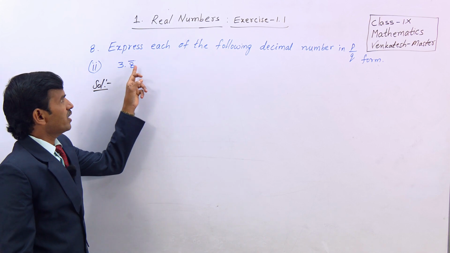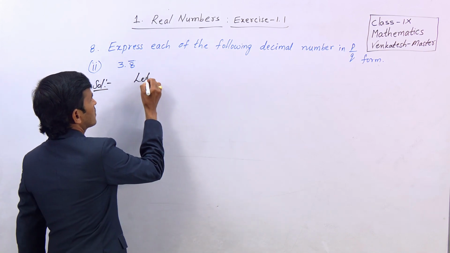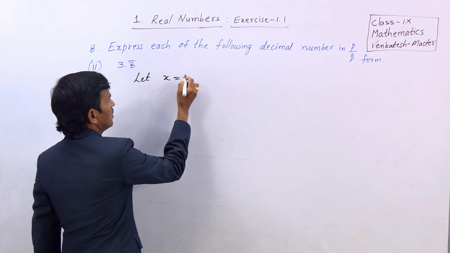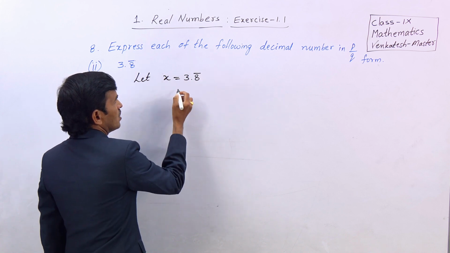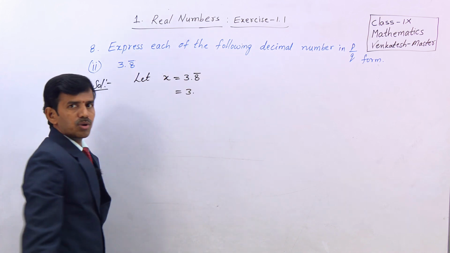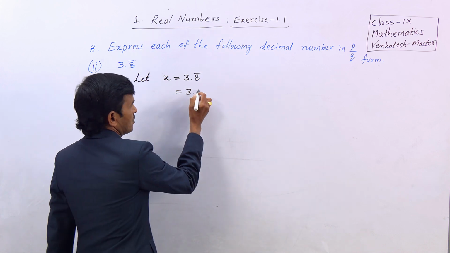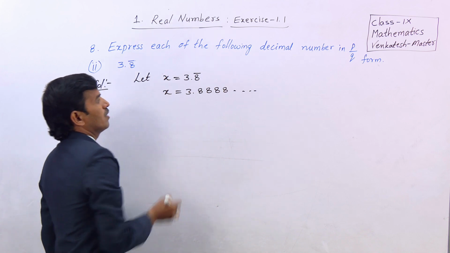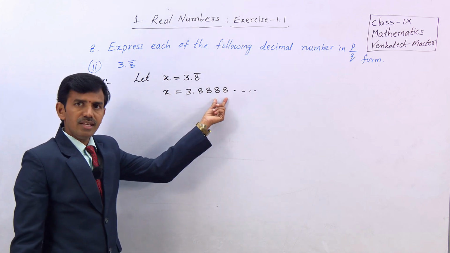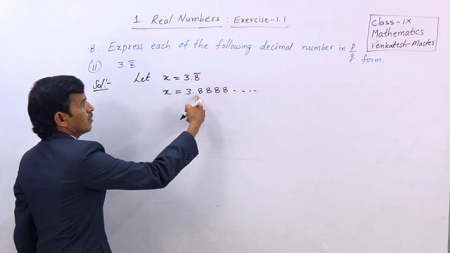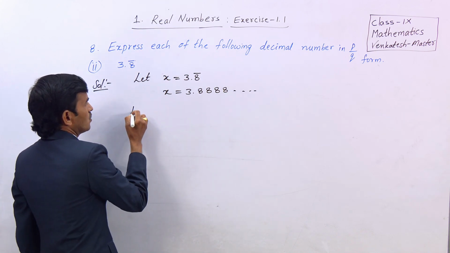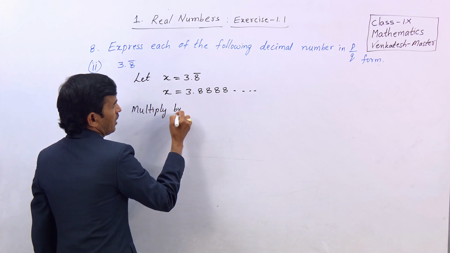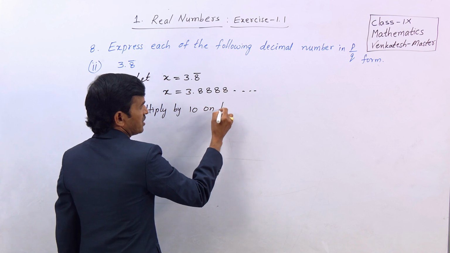That is 3.8 bar. Let this value be x, or x is equal to what can we write here? 3.8 bar, which is equal to 3.888 and so on. What is the recurring decimal here? 8. So it can be written as 8, 8, 8 and so on. So here how many digits are repeating in this? Only one digit. As the number of digits repeating is only one, multiply by 10 on both sides.